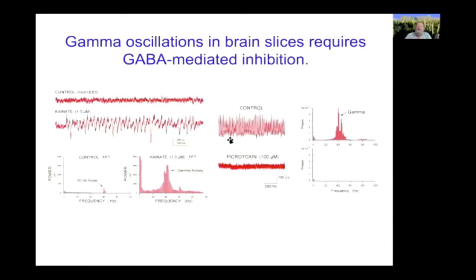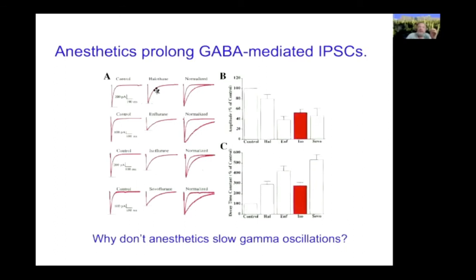So we know that these gamma frequency oscillations utilize GABA-mediated inhibition, because if we block all the inhibition in the slice with picrotoxin, so all the synaptic and tonic receptors are blocked, we completely abolish the gamma oscillations. We also know that isoflurane, like other anesthetics, prolongs the GABA-mediated IPSC. And we know that that underlies the slowing of the theta rhythms we saw with the carbachol or cholinergically induced brain activity. So why don't anesthetics slow gamma oscillations?